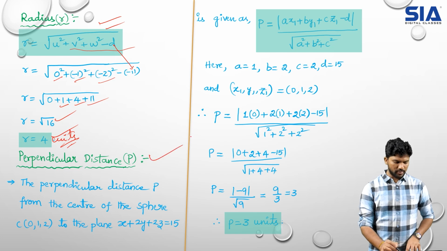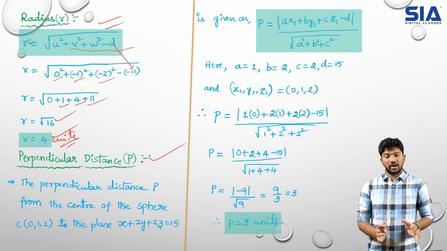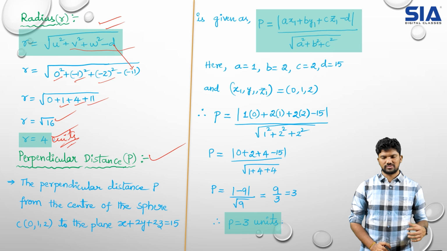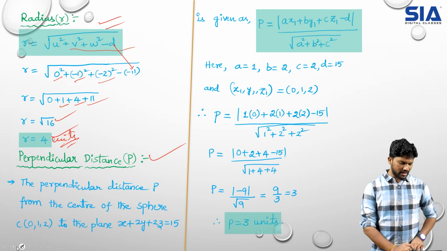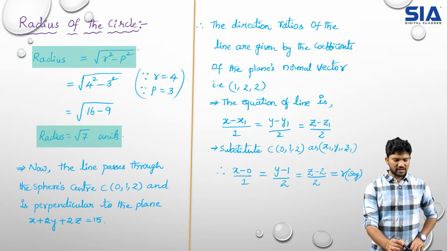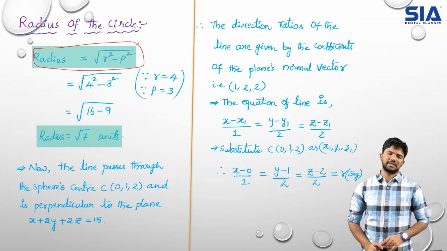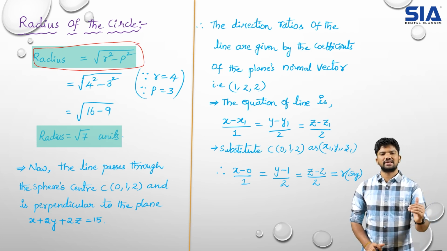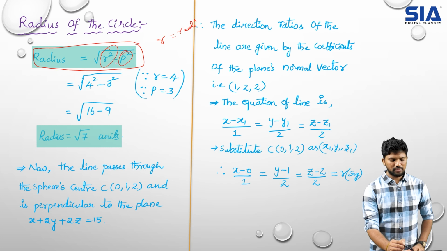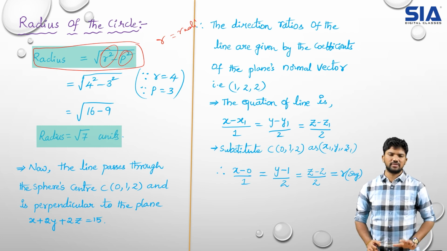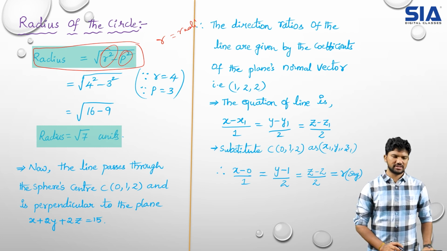Okay. So now the perpendicular distance P. Why are we finding the perpendicular distance? What is the main purpose of finding the perpendicular distance? See, to find the center and radius of the circle, this is the equation: radius is equal to the square root of r squared minus p squared. Where r squared is the radius of the sphere. Here r is the radius of the sphere and p is the perpendicular distance. That's why we are finding the perpendicular distance now.